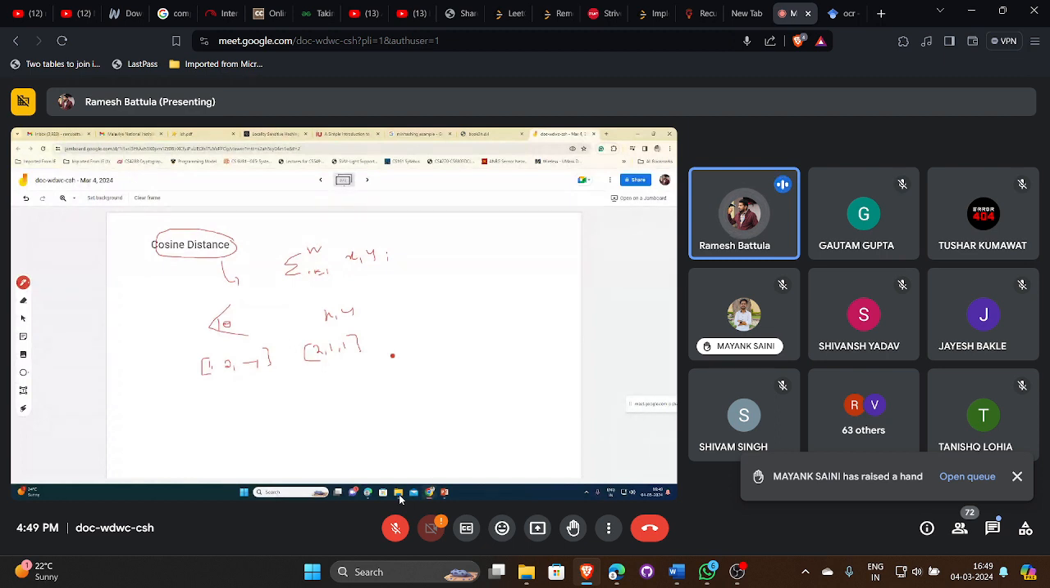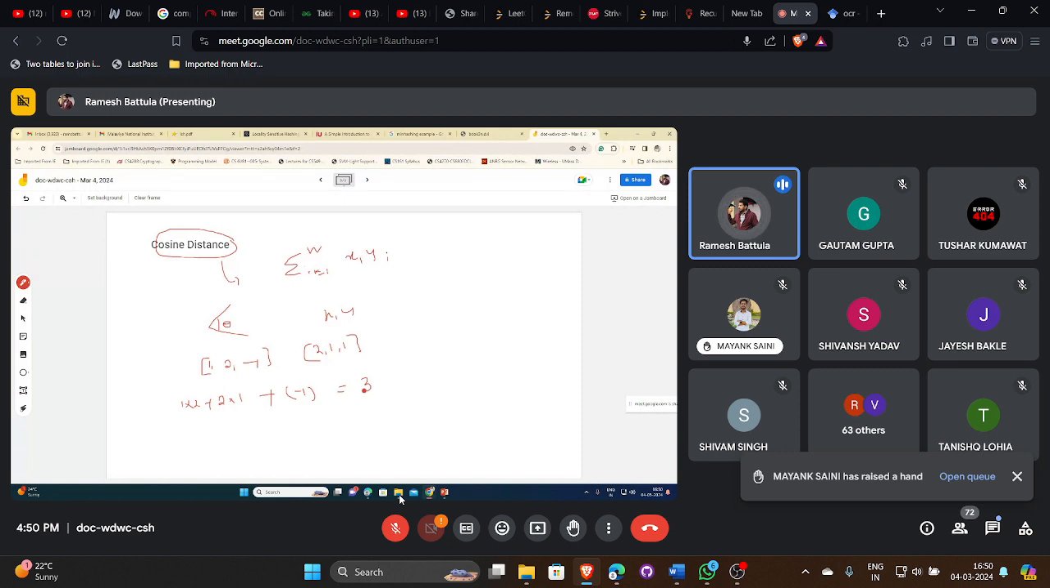So how to find here? Here you need to find 2 into 1, plus 1 into 2, and here minus 1 into plus 1, minus 1, like this. So which is going to be equal to 3.